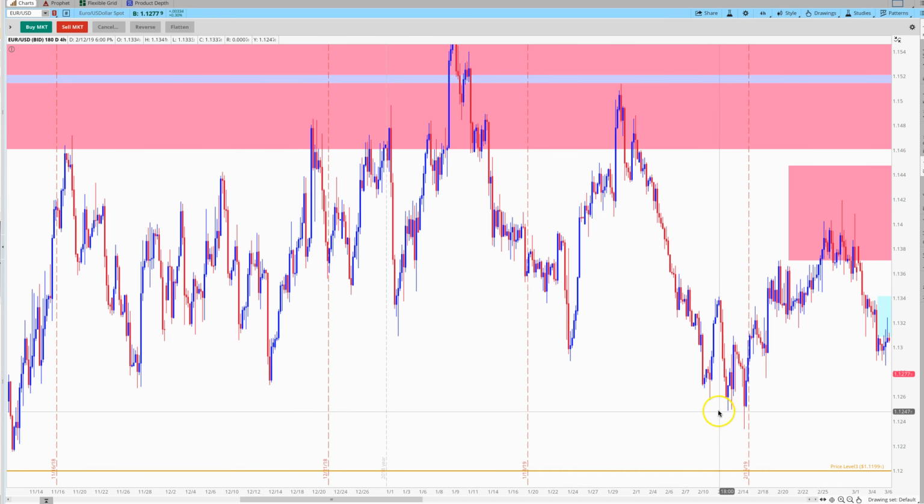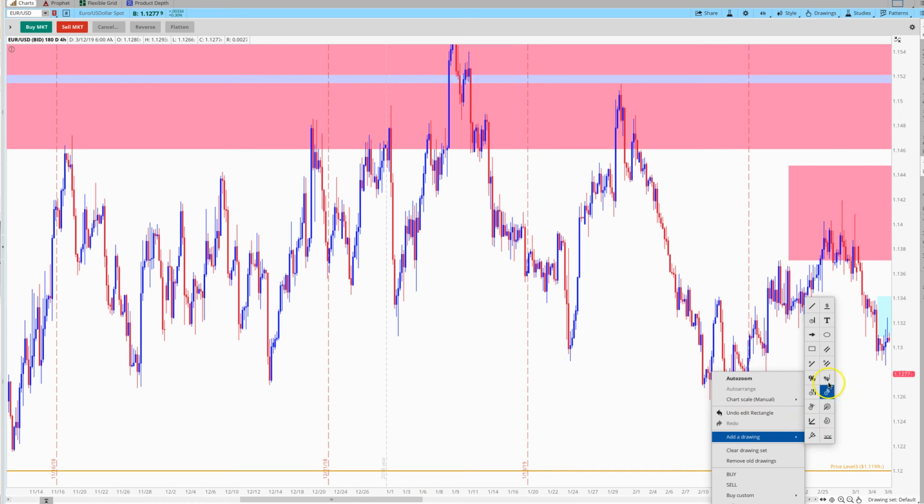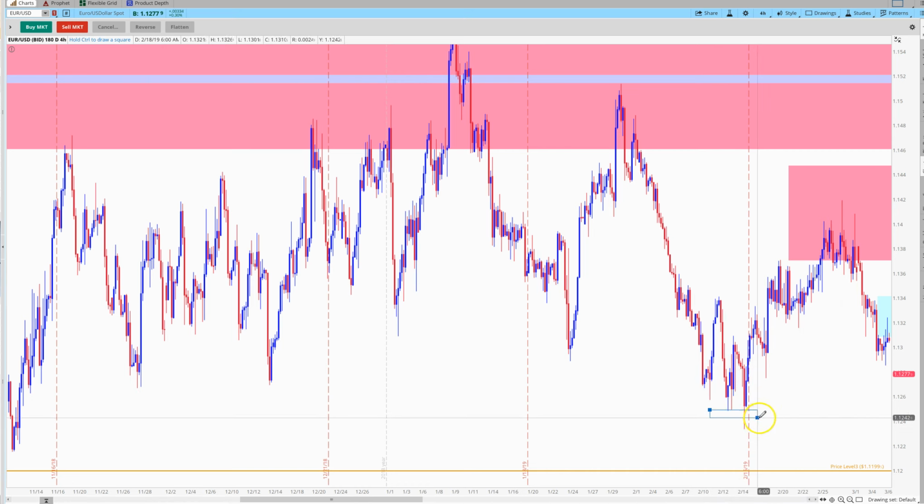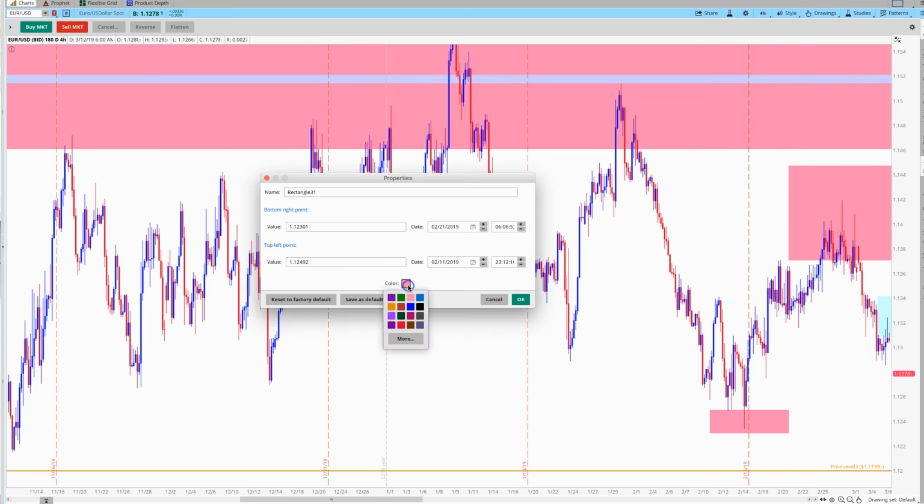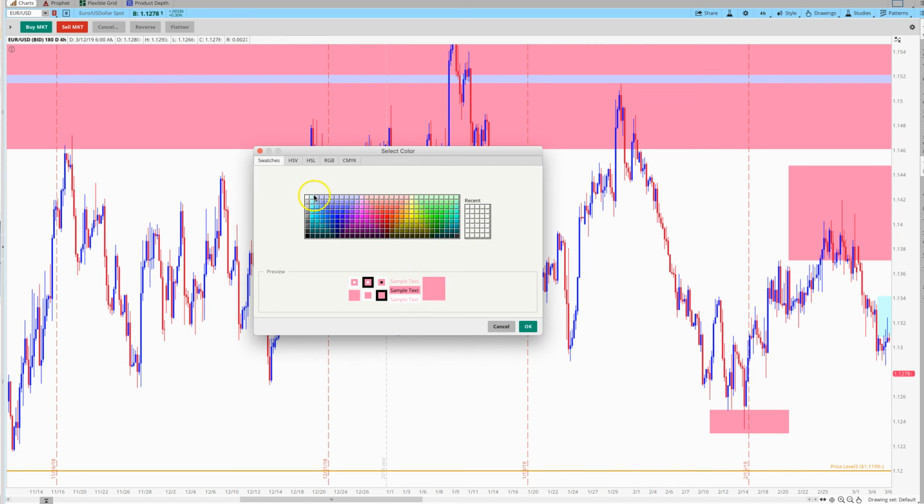So to be fair, we would actually also draw a box here on the smaller time frame, and I get that. This is what I'm going to address next. So again, I'll make this the lightest color.